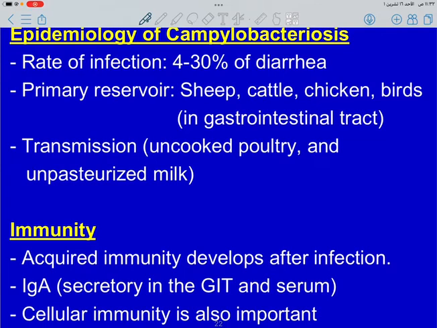All right. Immunity can be acquired after development of infection. As you know, after infection the immune system will be stimulated, so the immunity will be protective. Secretory IgA in the intestine can prevent attachment and can prevent invasion of the microorganism. Cellular immunity is also important to control those microorganisms.